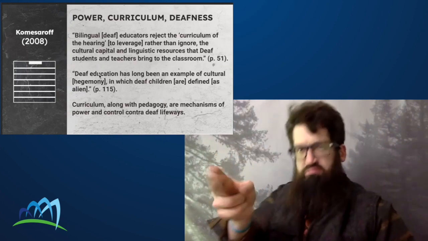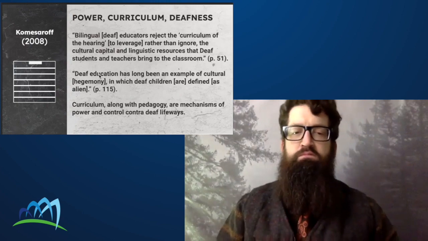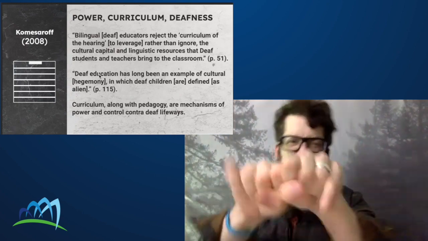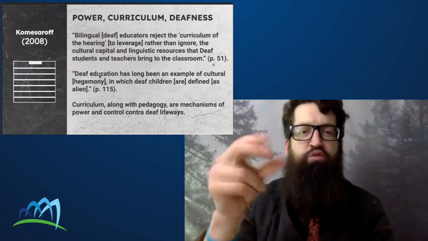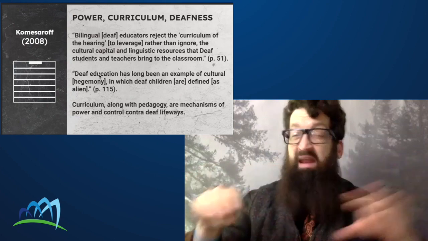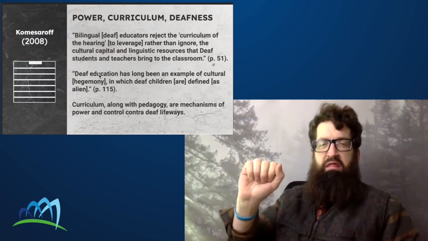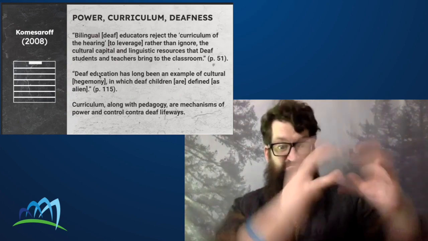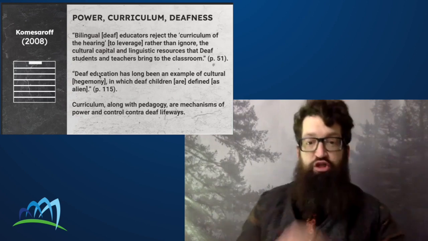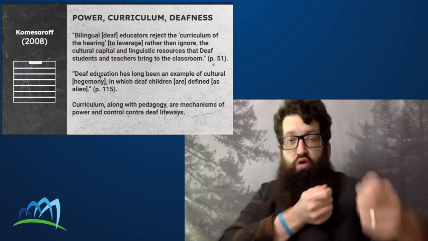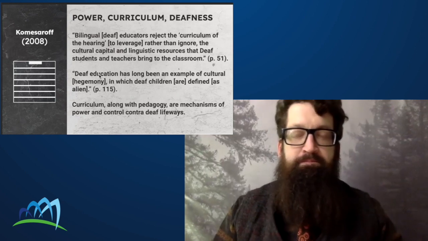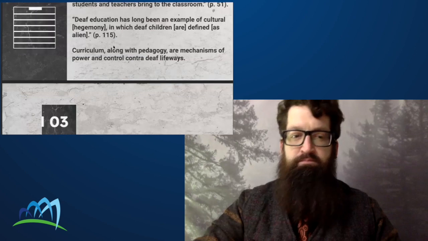The power results. Deaf education has long been an example of power. The second part of this is that deaf education has, for a very long time, been an example of cultural hegemony. This is where deaf children are defined in education as aliens, or as alien, other. Curriculum, along with pedagogy, are mechanisms of power and control for deaf and the deaf life ways, which is contra to deaf application, deaf curriculum.